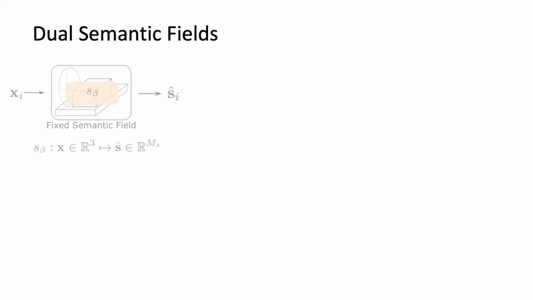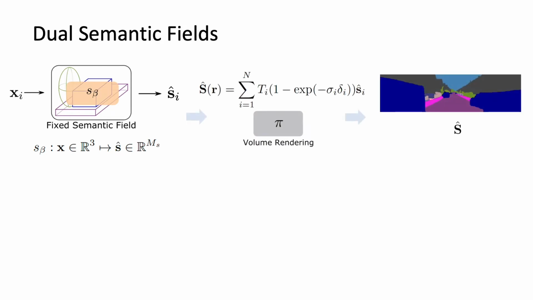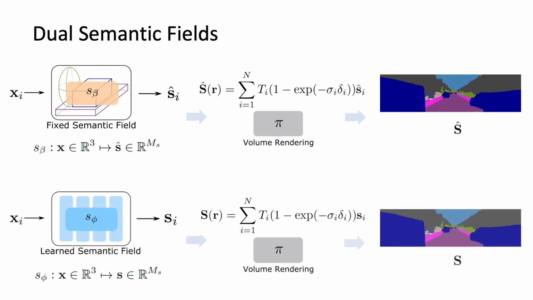To jointly optimize geometry and semantics, we propose dual semantic fields. Firstly, the fixed semantic field is determined by the 3D bounding primitives. By querying whether the 3D point is enclosed by the bounding primitives, it outputs a corresponding fixed one-hot semantic categorical distribution. Then, via volume rendering, the fixed semantic map can be obtained. Secondly, we design the learned semantic field. It generates the learned semantic map by optimizing the MLPs.